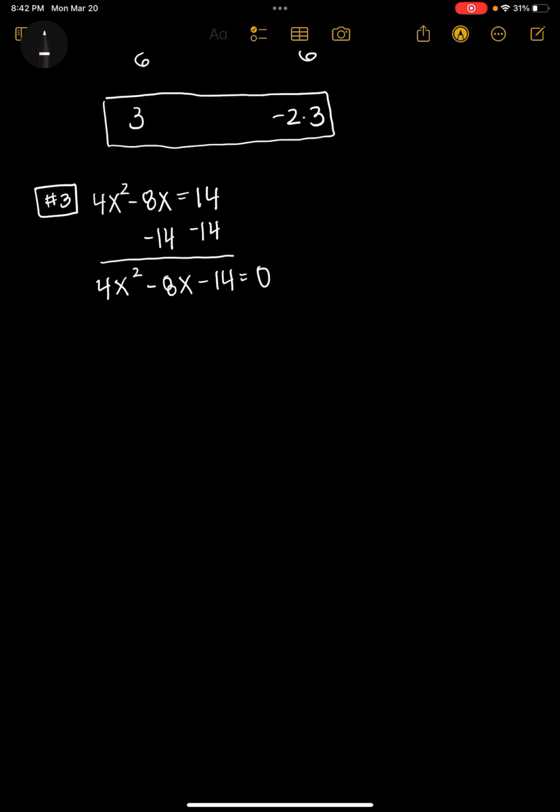Now that it's in standard form, we can label our a, b, and c. So we'd have a is equal to 4, b is equal to negative 8, and c is equal to negative 14.